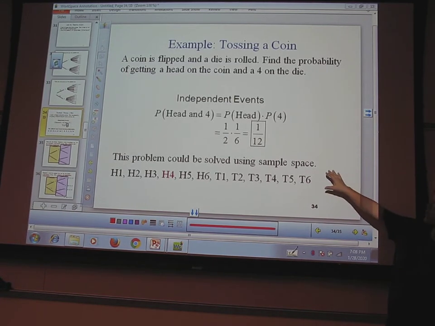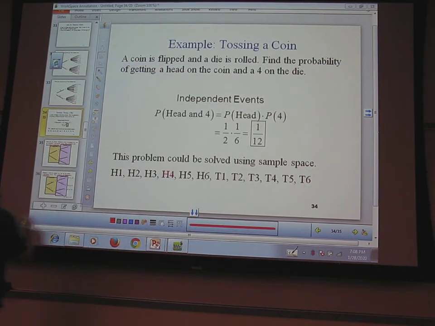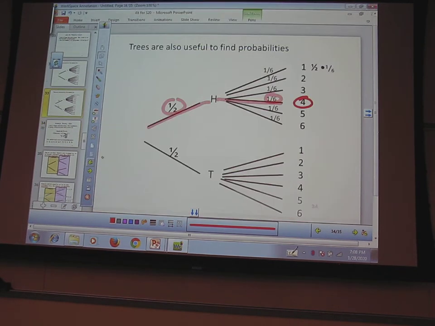You can also solve it using sample space. Right here's the sample space. Heads and 4 is 1 out of 12, 1/12. But like I said also, you can just multiply these things along here. So 1/2 chance of heads, 1/6 chance of 4, 1/2 times 1/6. 1 times 1 is 1, 2 times 6 is 12. Good? All right.